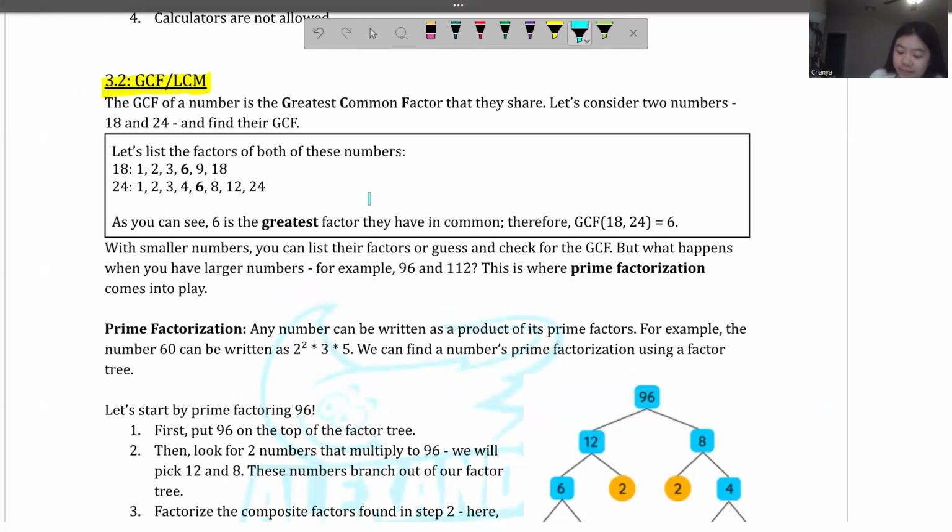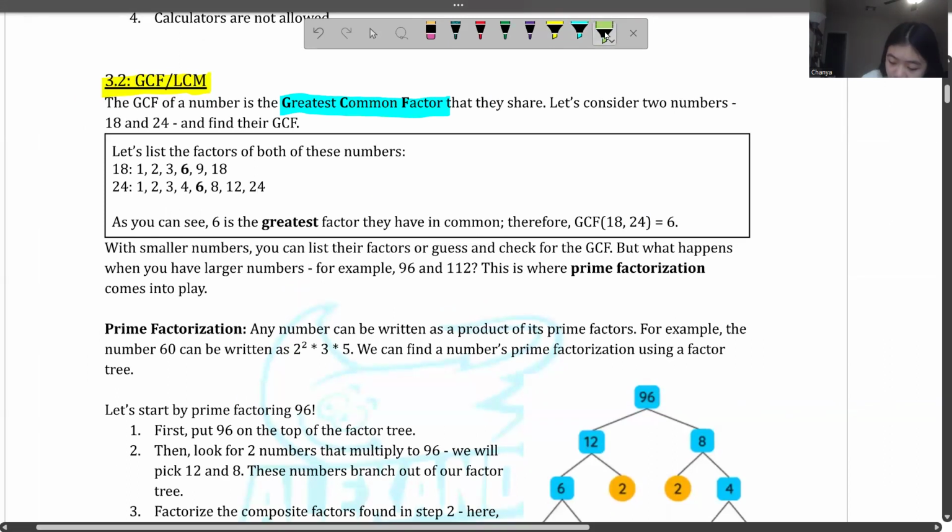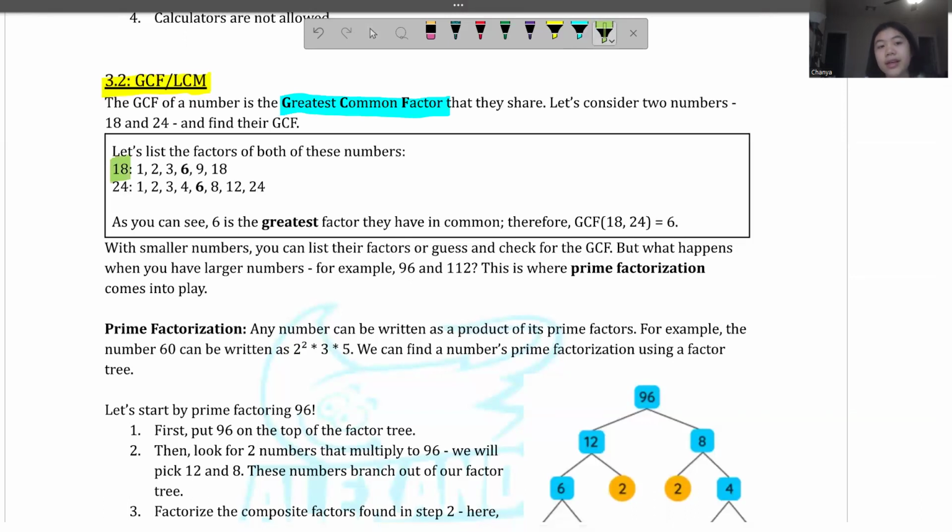So the GCF is, again, the greatest common factor that they have in common. A factor is something that divides evenly into a number. For example, the factors of 18 are 1, 2, 3, 6, 9, and 18, because these are all the numbers that evenly divide 18. For example, 3 is a factor of 18 because when you divide 18 by 3, you get no remainder. So that's what a factor is.